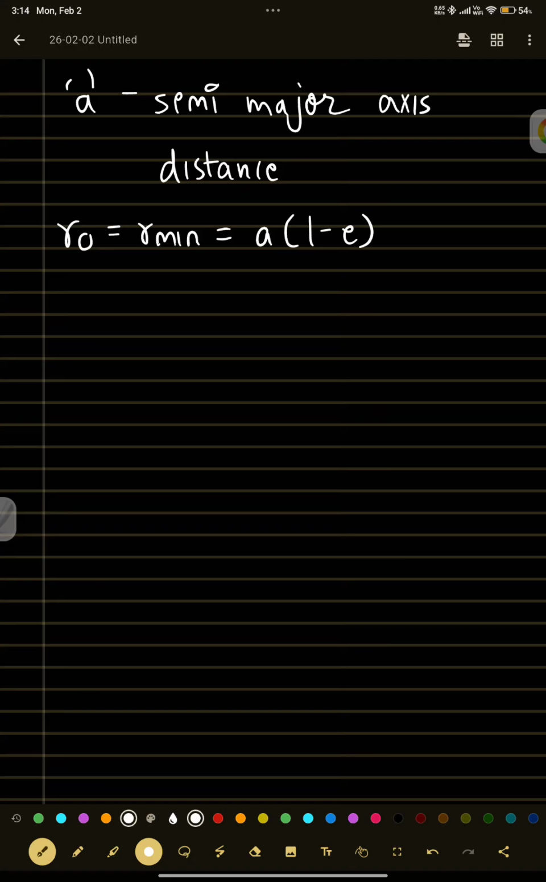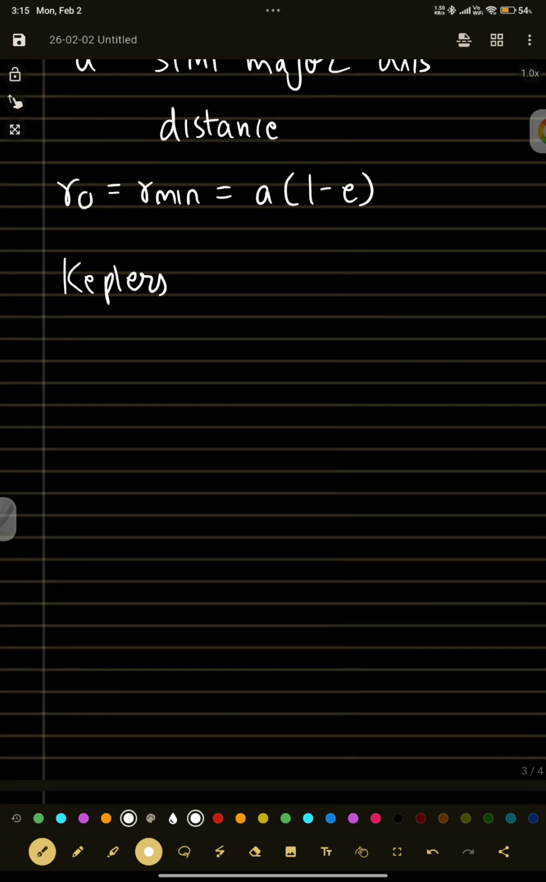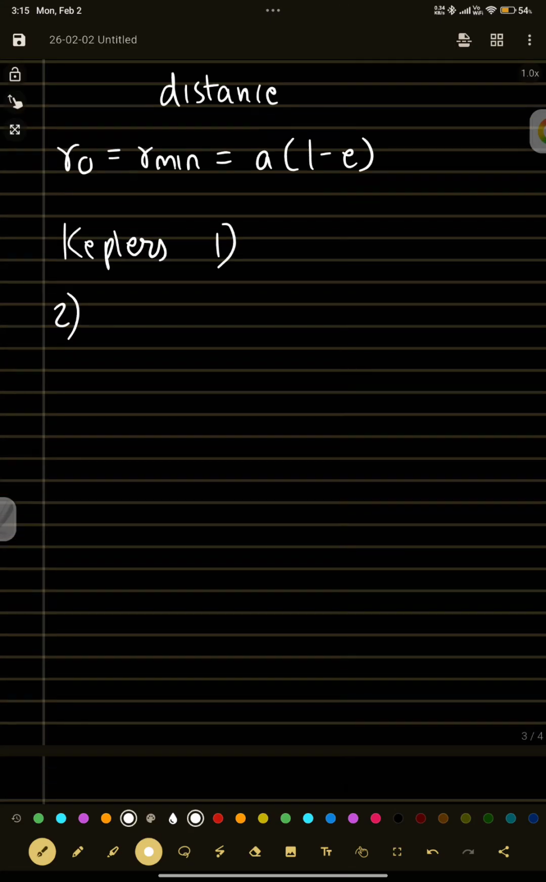What was that? Kepler's first law: all planets revolve around the sun, with the sun at the focus, in elliptic orbits. So that is already there. The second one is conservation of angular momentum. dA/dt, the rate of change of area, is constant: equal area in equal time.